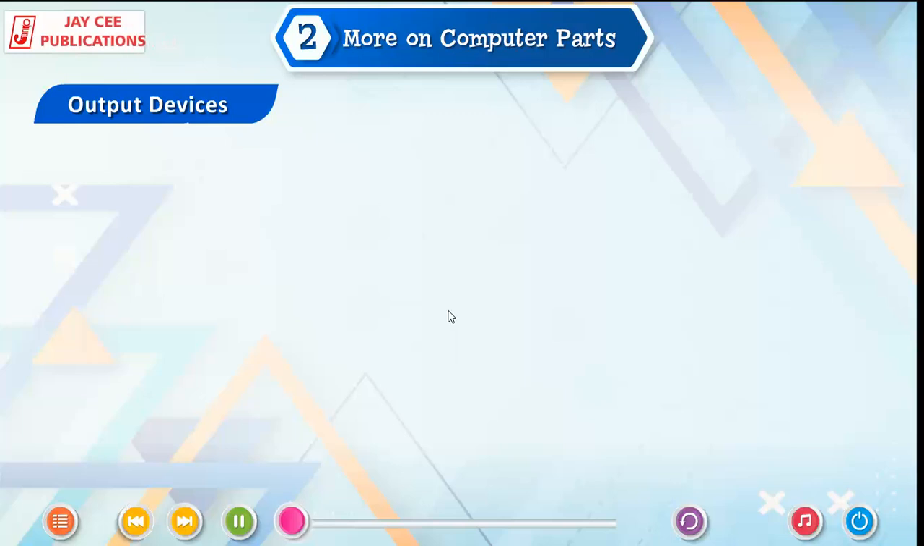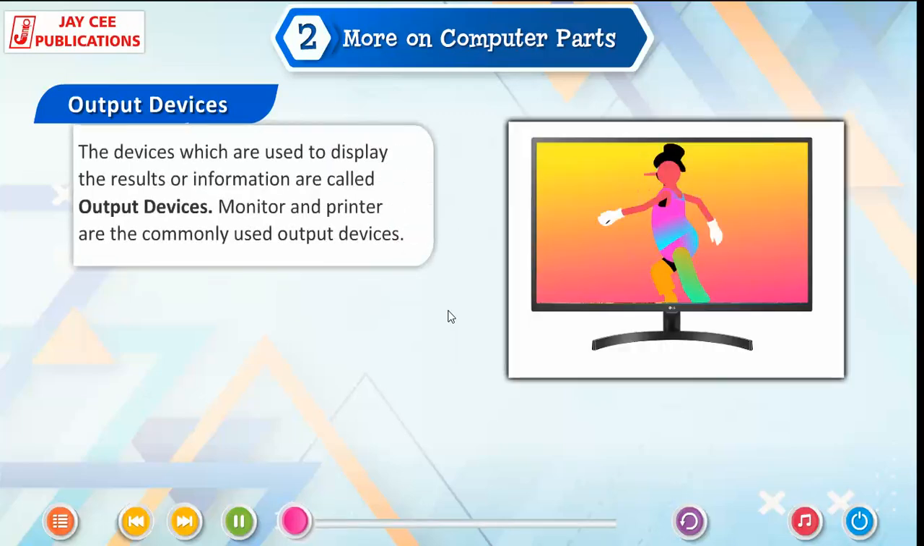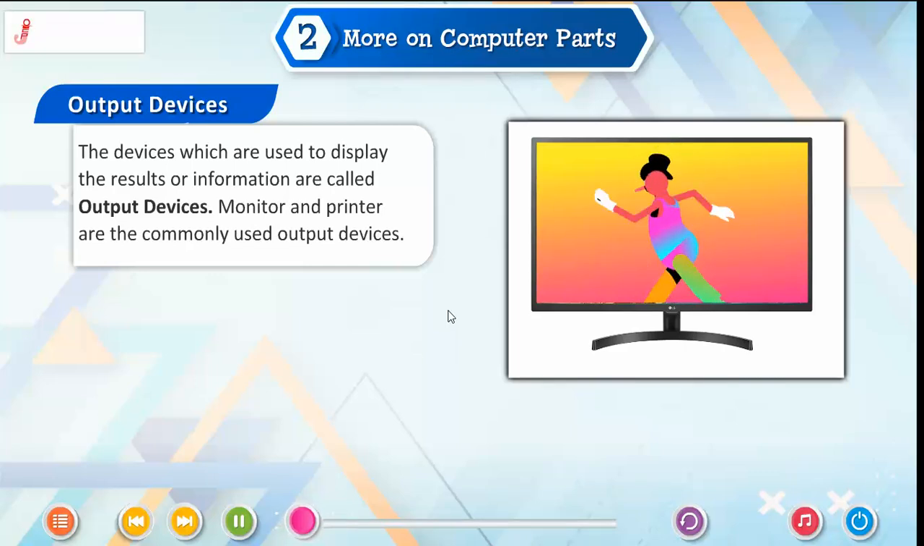Output devices. The devices which are used to display the results or information are called output devices.